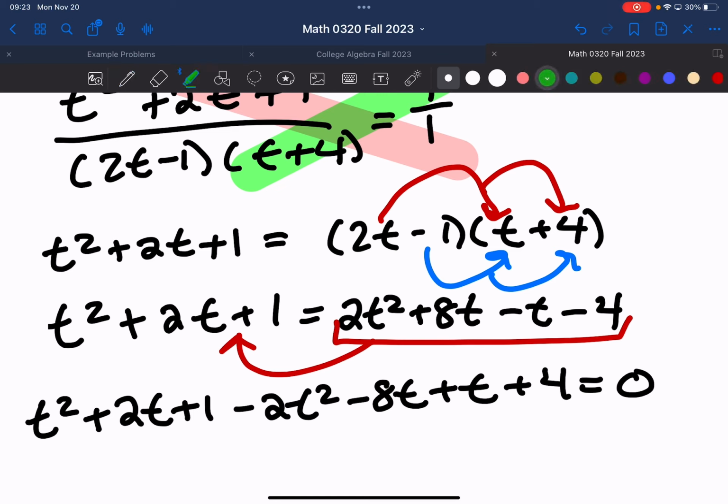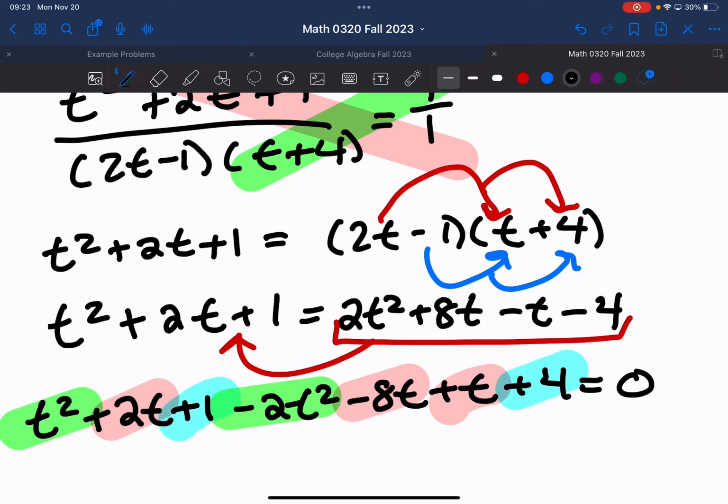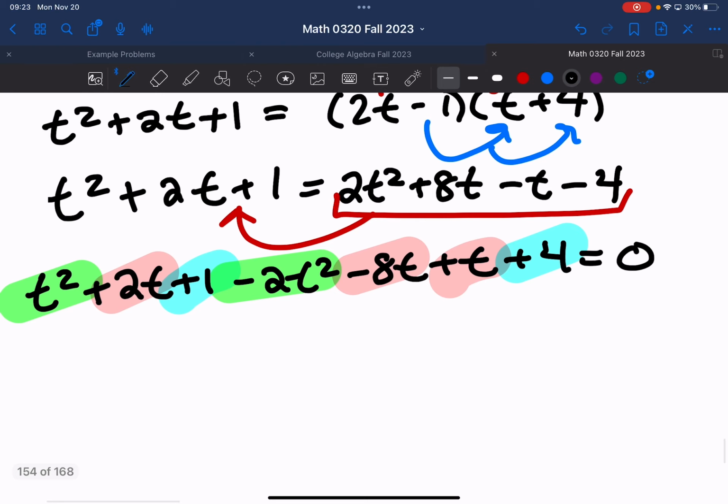So now I should be looking for like terms. So I'm going to go ahead and highlight all my like terms, and then I'm going to combine them. So I start off with my t squared. So I have t squared minus 2t squared. So that's a negative t squared. And then I have 2t minus 8t. So that's negative 6t plus t, negative 5t. And then 1 plus 4, 5. Okay, so this is me combining all my like terms.